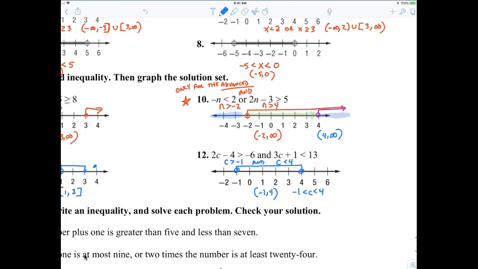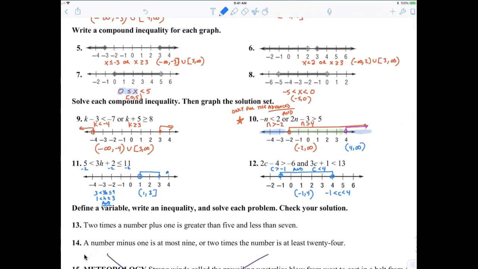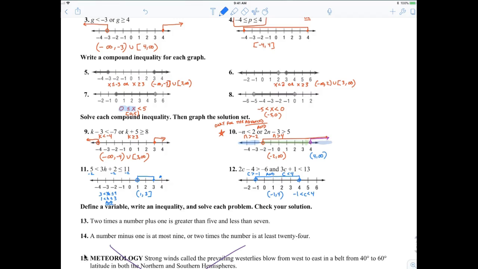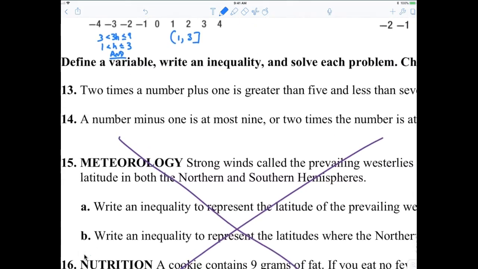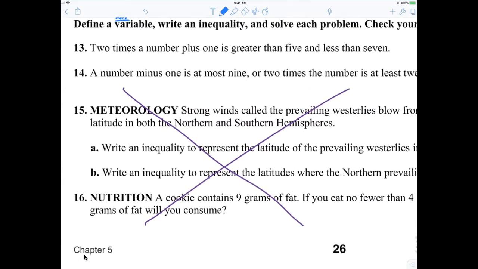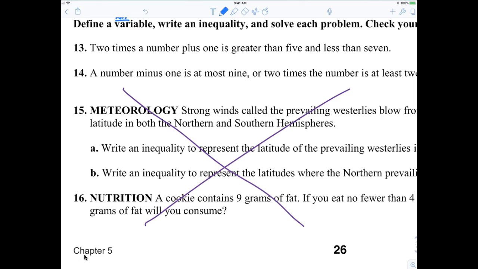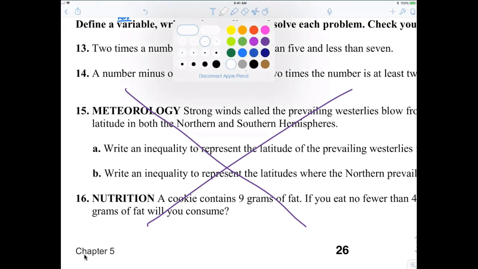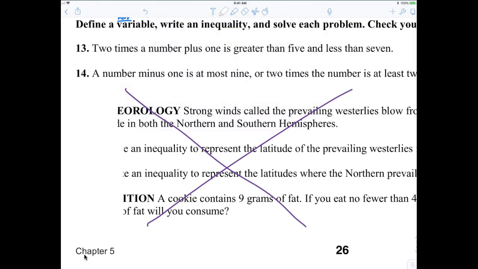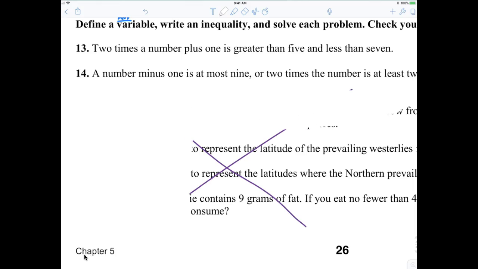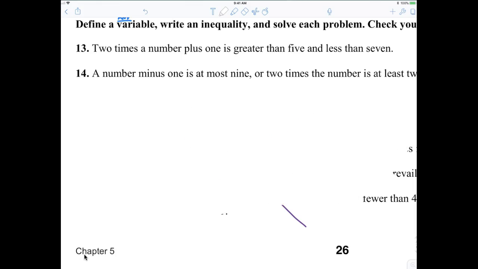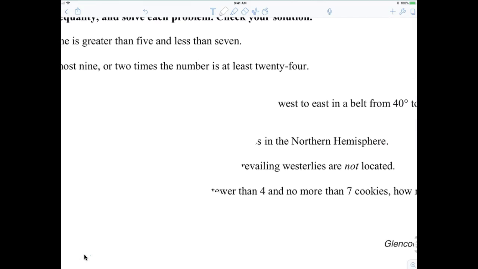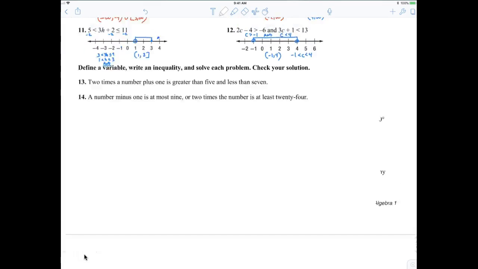So again, very important information. Lots of good work. Now, the hard part is the word problems. Let's see if you can do this. Stay with me for the word problems. Let me clear this up a little bit, and then that'll give me room to write everything for you. We're not going to do 15. These are the ones we're doing: 13 and 14.